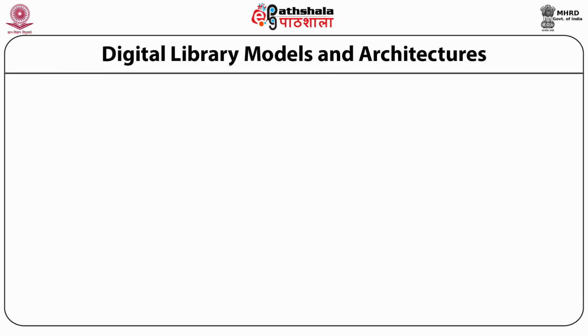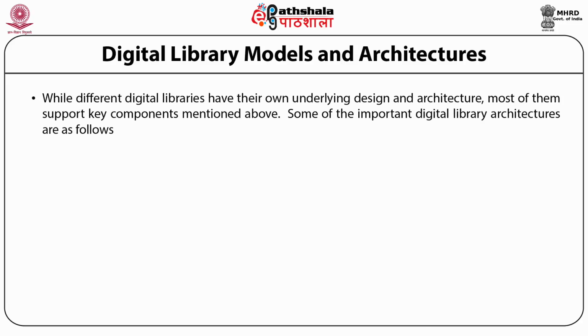Now let's see various digital library models and architectures. While different digital libraries have their own underlying design and architecture, most of them support the key components described earlier. Some of the important digital library architectures are as follows. The first one is the Kahn-Wilensky architecture.